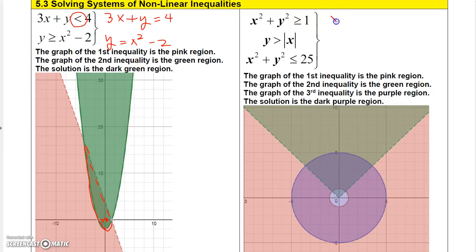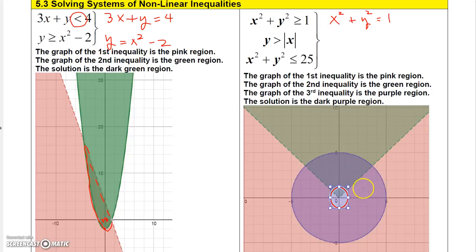Okay, here's the other one. Let's start out with this one. The boundary for this one would be x squared plus y squared equals 1. Now that's just going to be a little bitty circle. It's going to be a circle with radius 1. So you can see down here I drew the circle. See if I can highlight it a little better for you. Right there. So you can see I drew a circle right there.